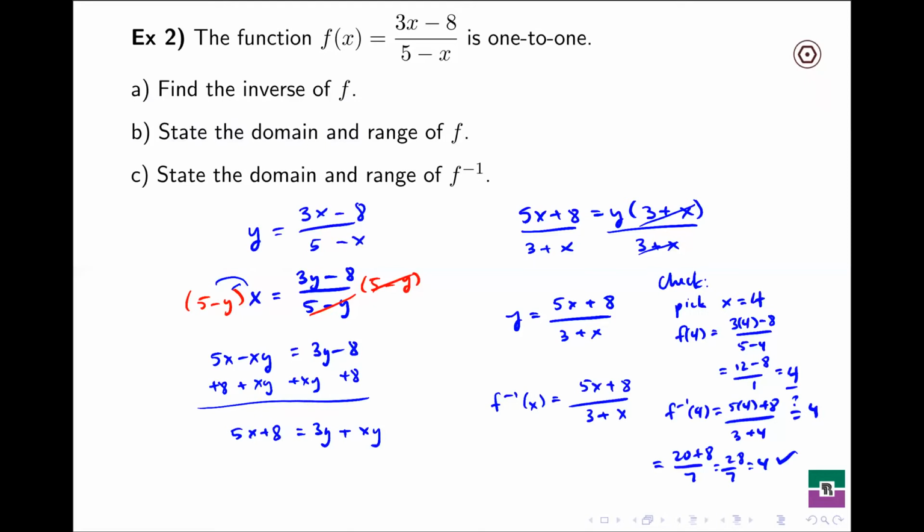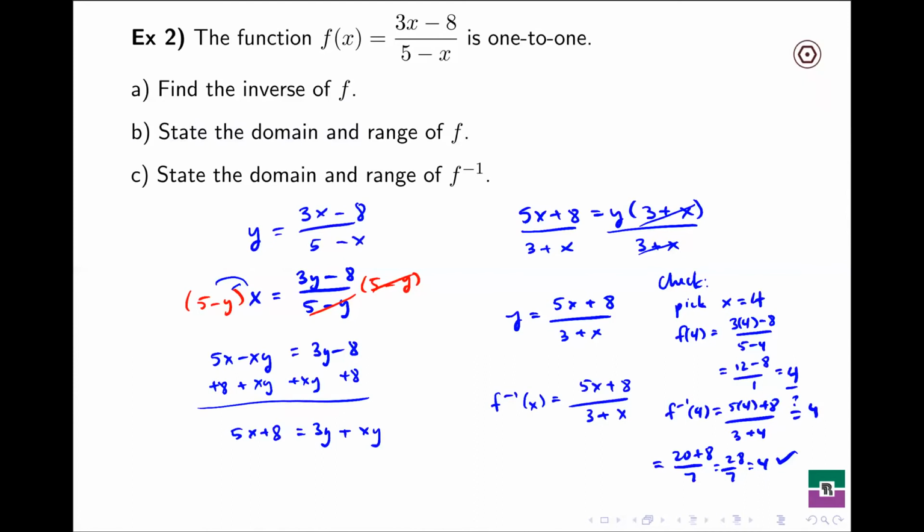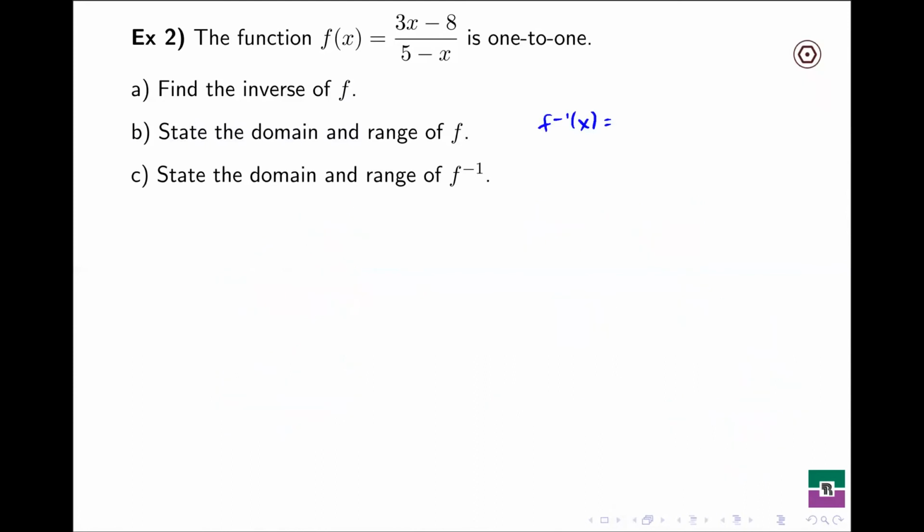I think my MyMathLab talks about another way of doing the composition and making sure that they cancel each other out and give you back just x. That's another way to check to see if it is the inverse function. We need to talk about the domain and range, though, now as well. So let me go on to the next slide, and we'll work out this whole domain and range problem here. So the inverse function was (5x plus 8) over (3 plus x). I'm going to write that over here. I forgot what it was. (5x plus 8) over (3 plus x).